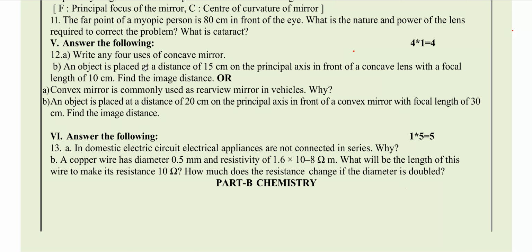Okay, come to the next question. An object is placed, object का मतलब क्या बेटा? Object is placed at 15 centimeter on the principal axis in front of a concave lens with a focal length f equals 10 centimeter. Find the image distance. Image means V. Do you remember the table? Let me write it once again.